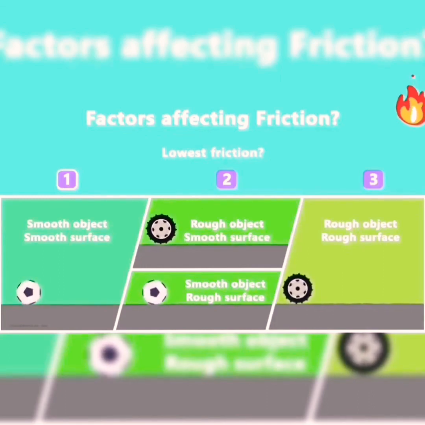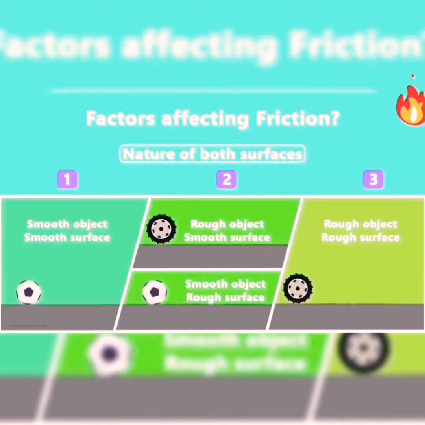And tell me which one has the lowest friction. As we can see, the first one has the lowest friction. What is the factor that is affecting the friction? The factor that is affecting the friction is the nature of both surfaces. The surface of the object or the surface that it is traveling on. It depends on the roughness or smoothness.